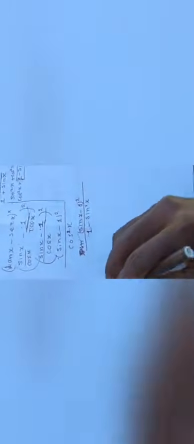So now we have sine x minus 1 power 2 over 1 minus sine power 2x. Okay.